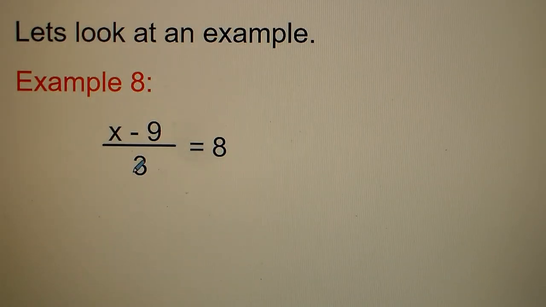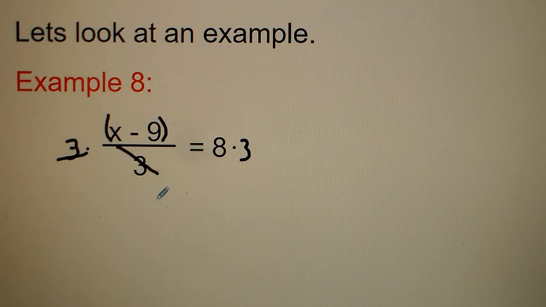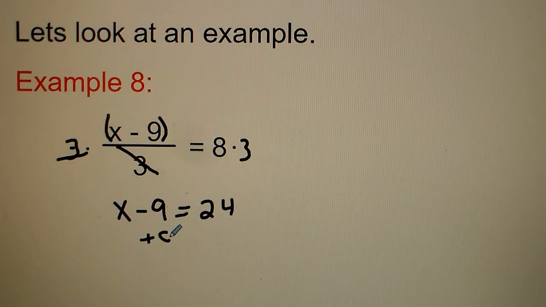Alright, let's look at number 8. With number 8, you have that divide by 3. So that means you've got to multiply by 3 to both sides. So the times 3 and the divide by 3 cancel out, and you get x minus 9 is equal to 8, 16, 24. Add 9 to both sides. And you're going to get x equals 33.